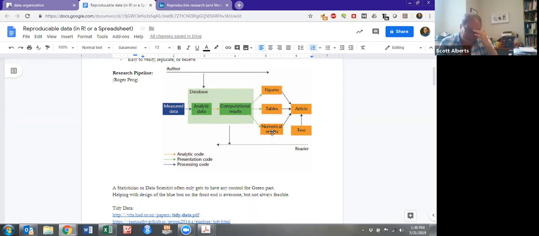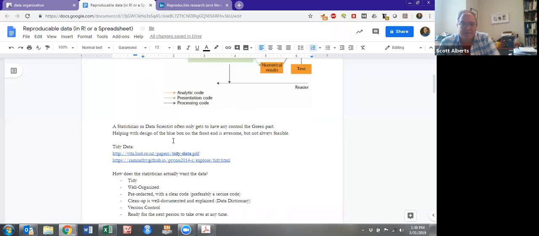The idea is that often the blue data we don't have any control over, or if we did, it was a long time ago, but we want to get from the blue part to the gold part in a way that's totally reproducible, that we can explain, that someone else could take our same data and get the same results from there.